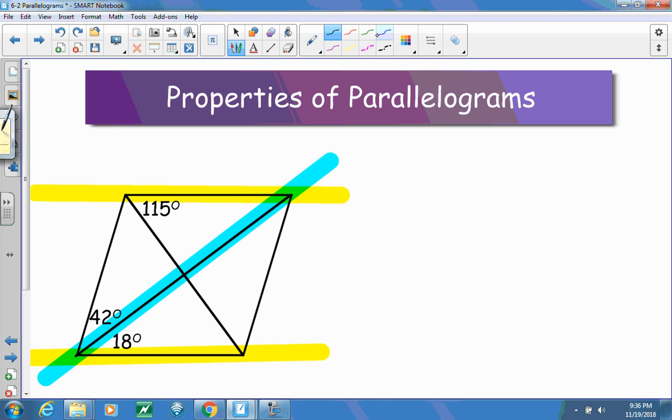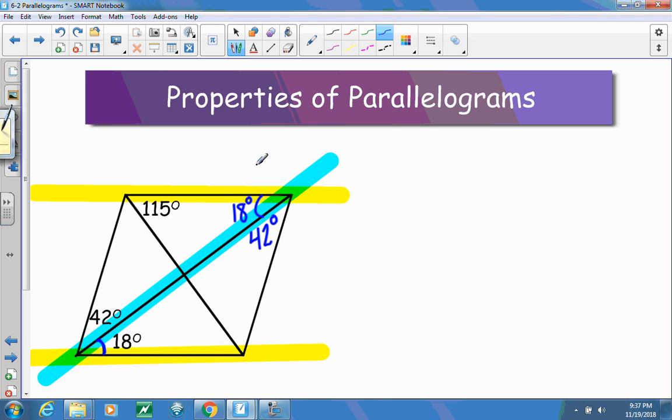With a transversal line, what I know is that we can have alternate interior angles. So if this bottom angle here is 18, this top angle here would have to be 18 degrees. Now, when I look at this whole angle right here, 42 plus 18 gets us 60 degrees. Opposite angles are congruent to each other, so this angle right here would also have to be 42 degrees.